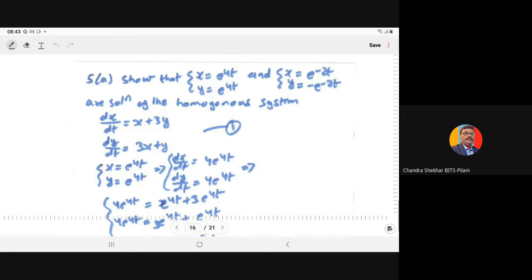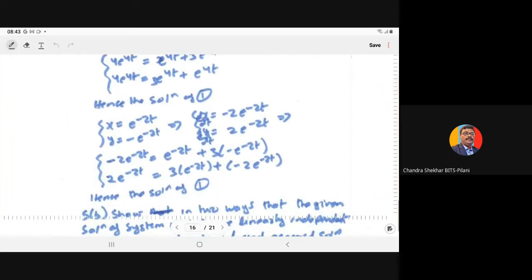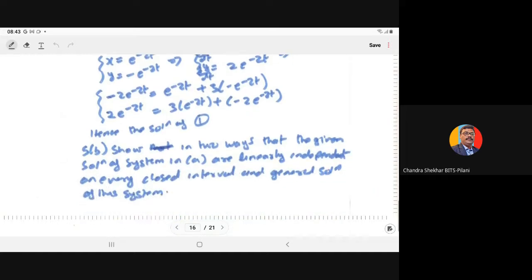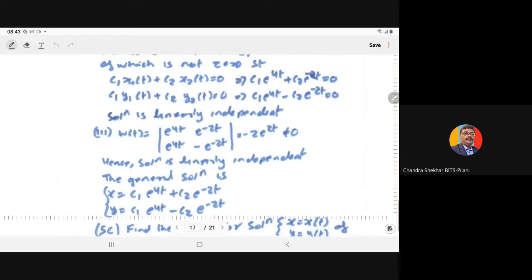Now in this question, x is equal to this and y is equal to this are the solution of the homogeneous system of equations. You just have to put the values of x and y in this and see that LHS is equal to RHS. Then you have to show in two ways whether these two solutions are linearly independent or not. They are linearly independent when one is not a constant multiple of the other, or we can check from the Wronskian.